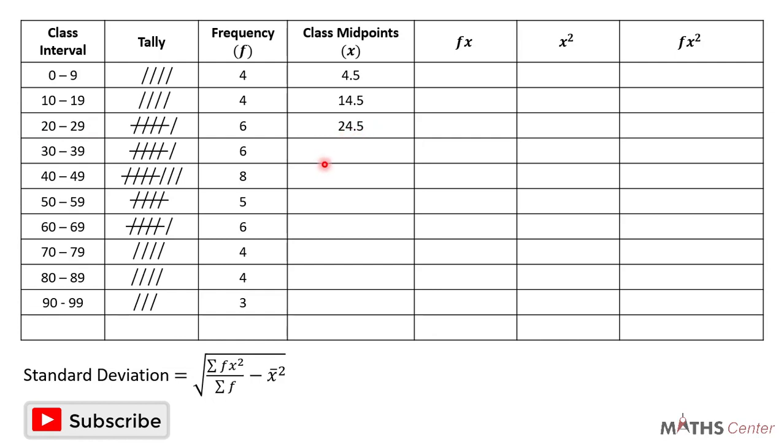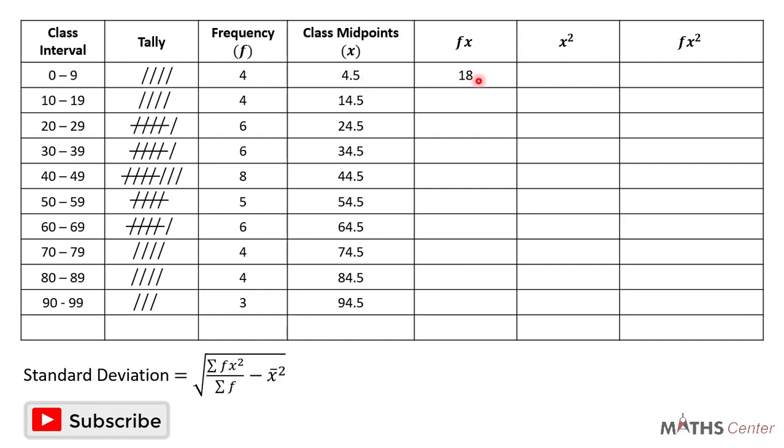If we continue in that order, the next one will be 34.5. The one after that is 44.5. You have 54.5, 64.5, 74.5, 84.5, and 94.5. We can now find the fx values. So you multiply the f values by the x values.